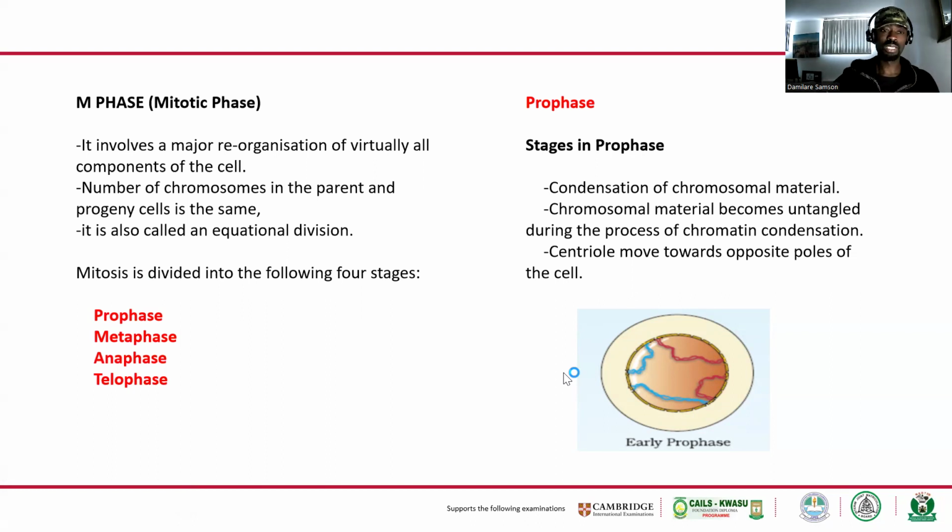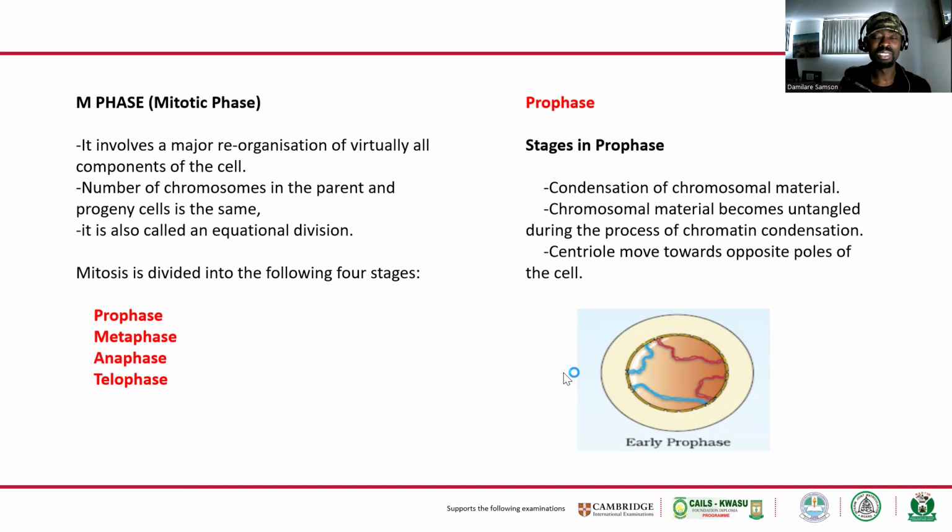Like I said, the number of chromosomes in the parent and the progeny cell is the same. I've explained that also. The number of chromosomes that the parent will have and the number of chromosomes that the offspring, which are called the progeny cells, will have will be the same. So if the mother has 46 chromosomes, the child also will have 46 what? Chromosomes. So it is also called an equational division. Equational division, it's also called that.